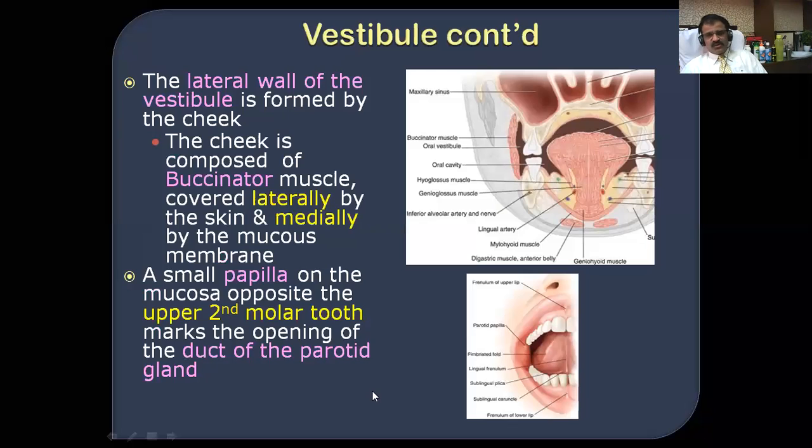I told you during the study of salivary glands, there is an opening of the salivary gland, that is Stenson's duct, opposite the upper second molar tooth. At that place there is a papilla. Papilla means elevation. Elevation म्हणजे उंचवटा. On that papilla, Stenson's duct opens.